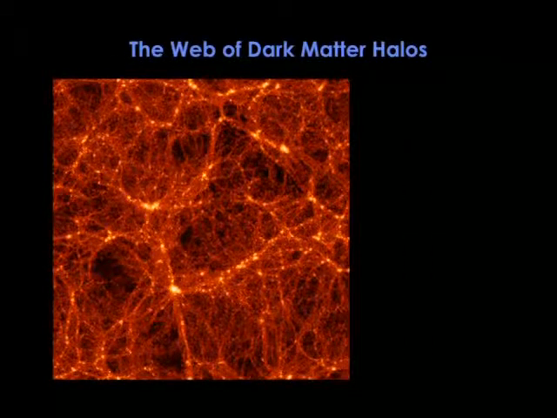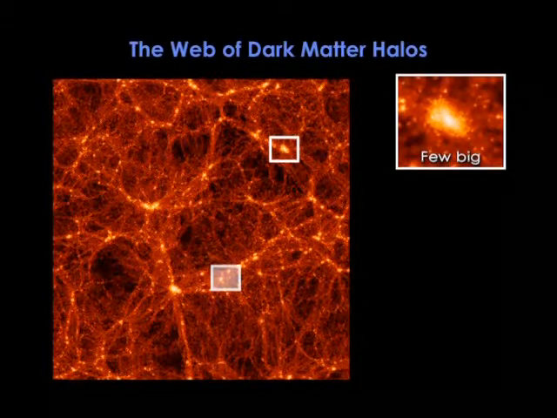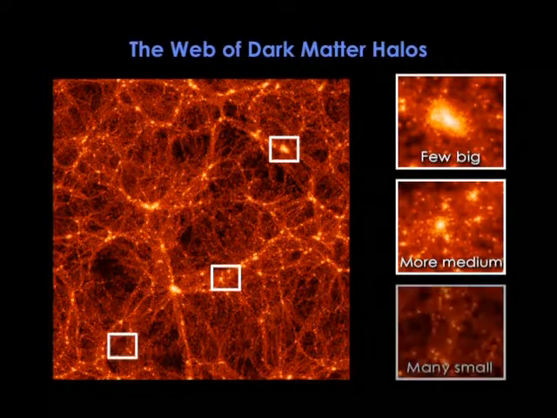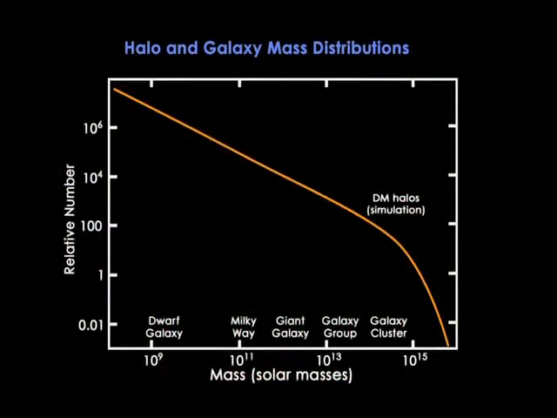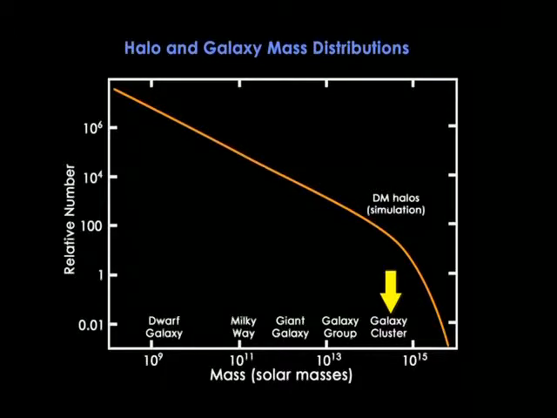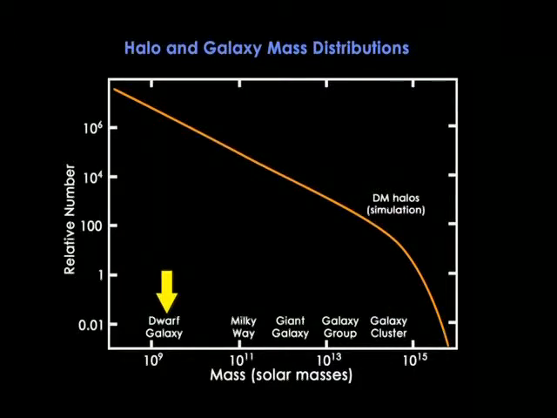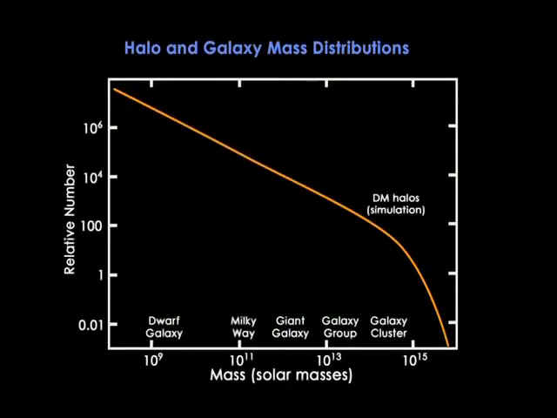As you can see, there are relatively few big halos, more medium-sized halos, and lots of little halos. And when you count them all up, you get this graph: the mass distribution of dark matter halos. Notice the axes are exponential and go from huge galaxy cluster-sized halos of 1,000,000 billion solar masses right down to tiny dwarf galaxy halos of just 1 billion solar masses. As is so often the case in astronomy, there are way more small things than big things, and above some threshold, nothing bigger is found.